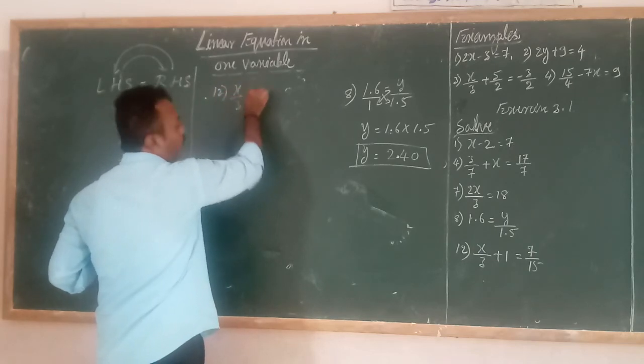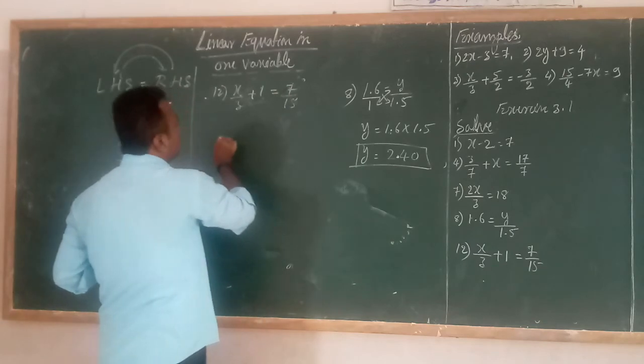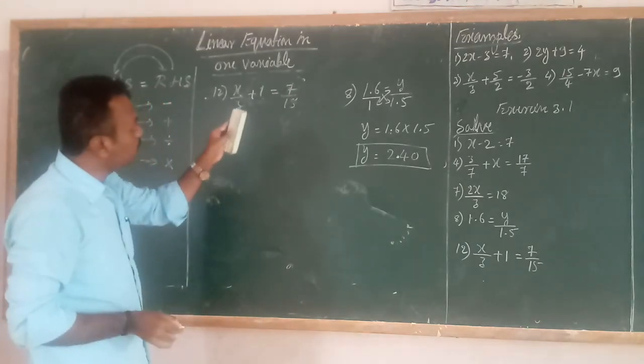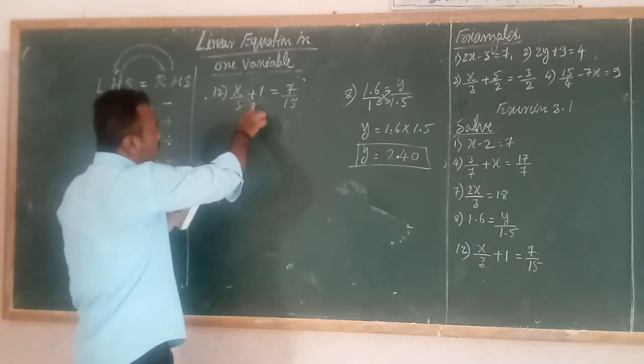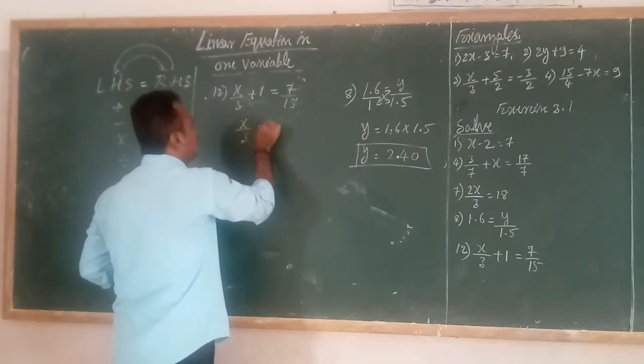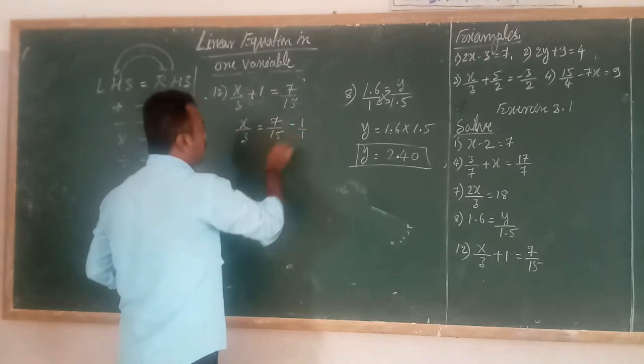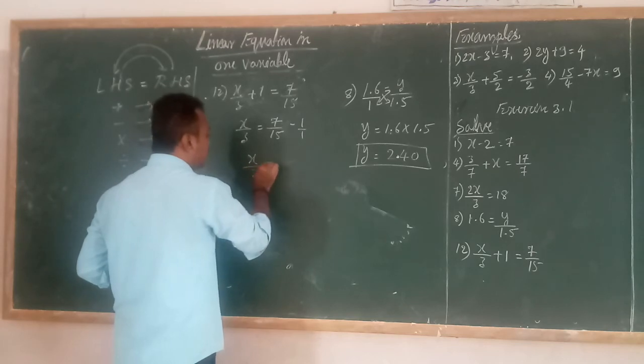x by 3 plus 1 is equal to 7 by 15. Okay, students. So, x by 3 plus 1 is equal to 7 by 15 is there. So, plus 1 I will send to the RHS. So, x by 3 I will write as it is. It is equal to 7 by 15, plus 1 if it comes, is minus 1. So, nothing is there, it is 1. So, x by 3 it is equal to.